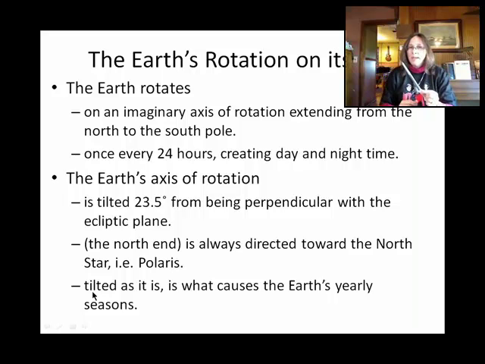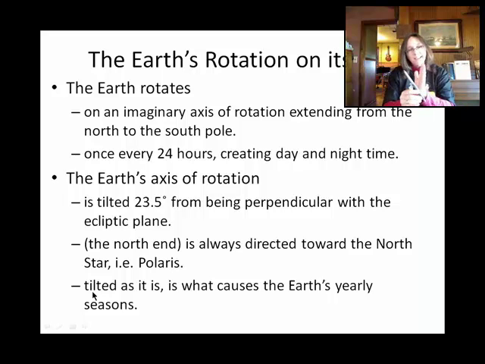And you always see the angle as being 23.5 degrees. How tilted is the Earth's axis of rotation? The way I best describe that is if you were to take the plane of the ecliptic and draw a line perpendicular like this, then relative to the perpendicular tilt it 23.5 degrees, and that's what we're talking about. That's Earth's tilted axis of rotation.